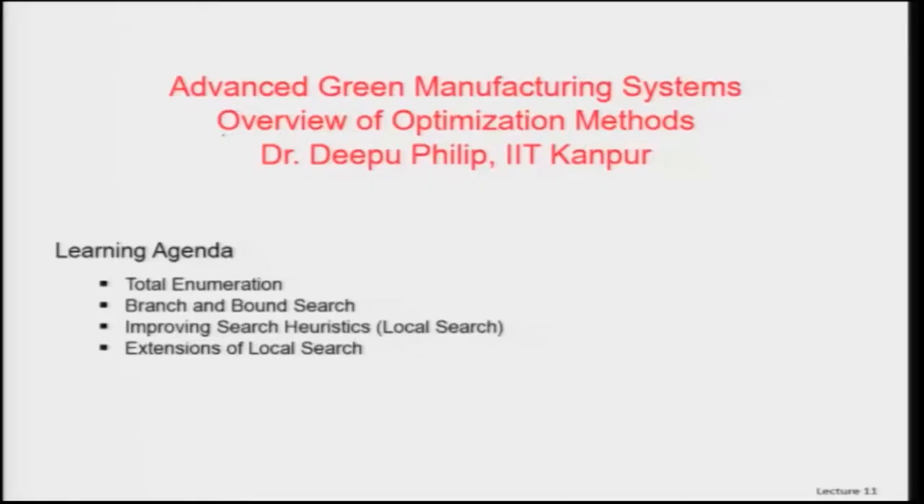If you look at today's presentation, we have an overview of optimization methods. We've seen what the optimization problems are, and now we are trying to look into some of the methods, how do we solve this. In today's learning agenda, we look into something called total enumeration and branch and bound search, then improving search heuristics, which is called local search, and the extensions of local search. These are the four concepts that we will cover today.